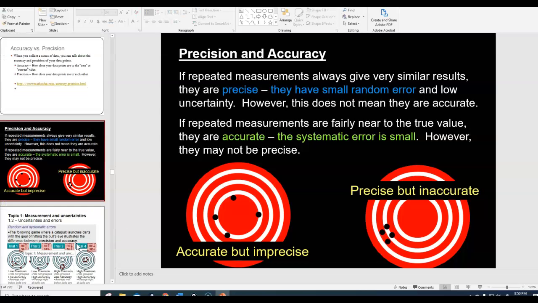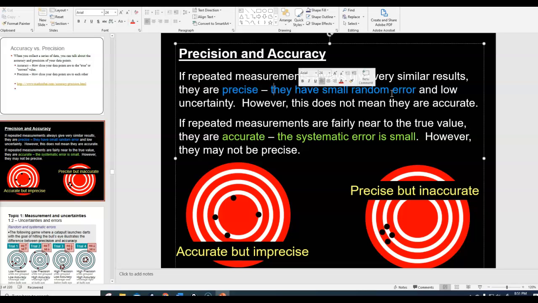Okay, so just to put that in a different frame, if you have repeated measurements and they're always very close together, then you could say they are precise. In other words, by saying they're precise, you could say they have a small random error, because there's not a lot of spread between the data points. Remember, random error is just as likely to be too high as it is to be too low. So if you have data that is precise, that means you have data very close to each other, which means you don't have a lot of random error.